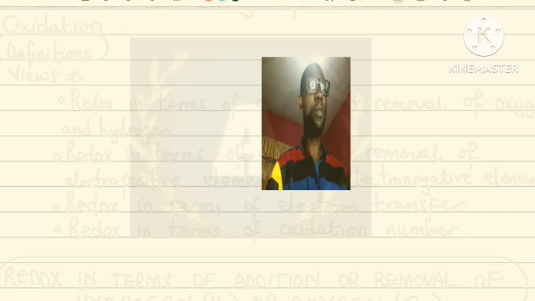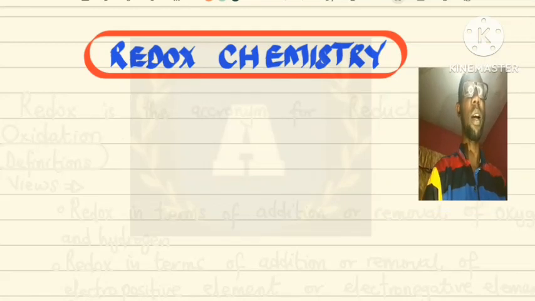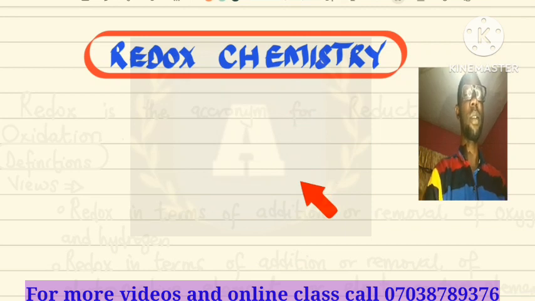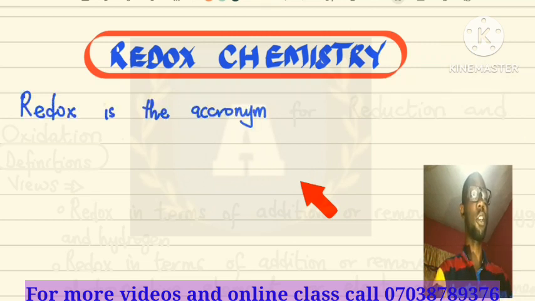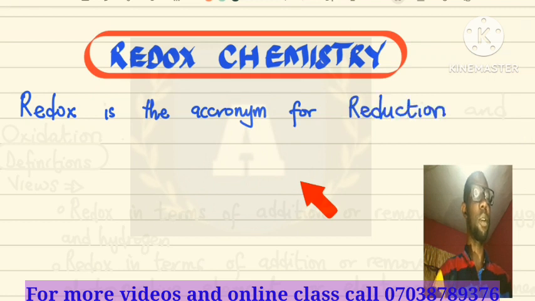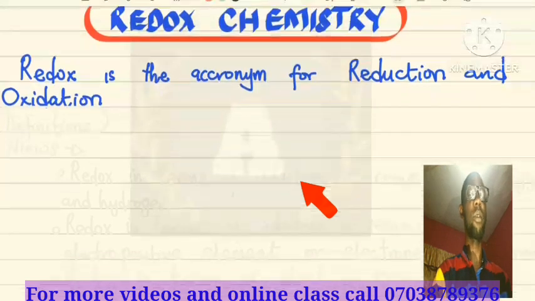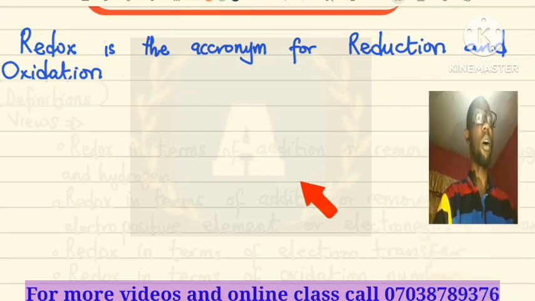In our video series today, we want to unravel the concept that has to do with redox chemistry. Redox is actually the acronym for reduction and oxidation. So redox means reduction and oxidation. In this lesson, we shall be looking at redox reactions, that is, reactions of reduction and oxidation.